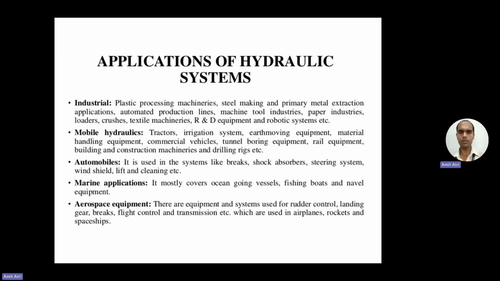Then last is the aerospace equipment. So there are components and systems used for rudder control, landing gear, brakes, flight control and transmission, which are used in airplanes, rockets and spaceships.